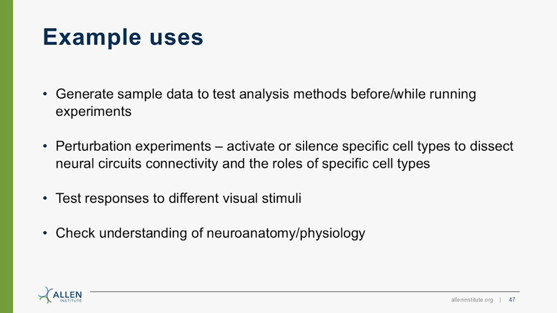You can run perturbation experiments, so testing the role of different cell types in the model by perturbing their activity, test responses to different visual stimuli, or use it to check your understanding of how V1 is built. I find it really useful, because there's this saying, if you can build it, then you know it. So just by the process of going through all of this, you probably have to think about each step more than you normally would when you're running an experiment.